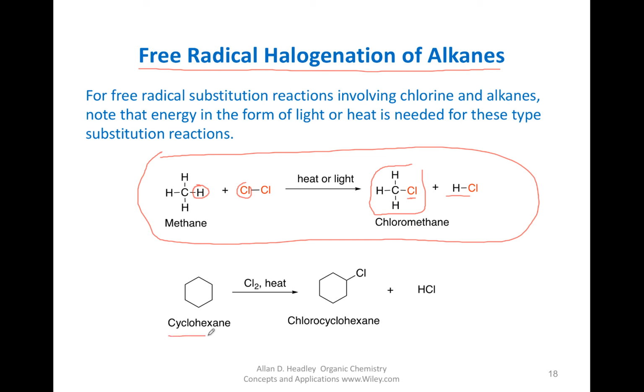Another example, cyclohexane, a hydrocarbon, an alkane reacting with chlorine. We have a substitution reaction. So we'll take off one of the hydrogens here. Notice there are two hydrogens here. We'll substitute one for chlorine. So now we have chlorine and of course HCl. So this is chlorocyclohexane.